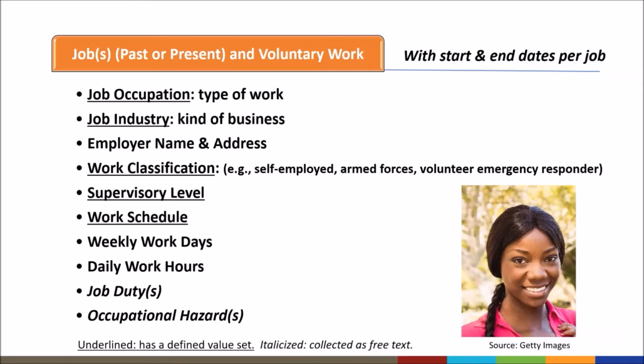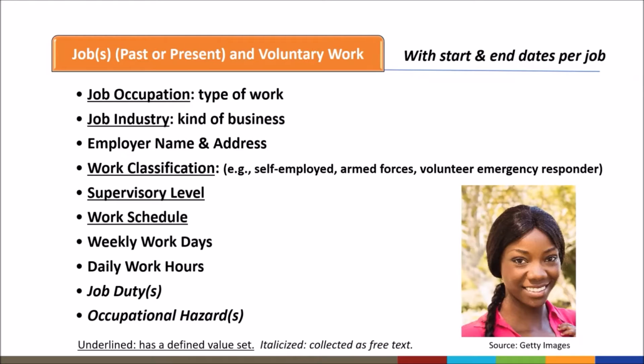Supervisory level can also be an indicator of different risks for some jobs. This value set includes pay grades for U.S. military service, which is interpretable across branches and can help to distinguish between officer and enlisted service member occupations.